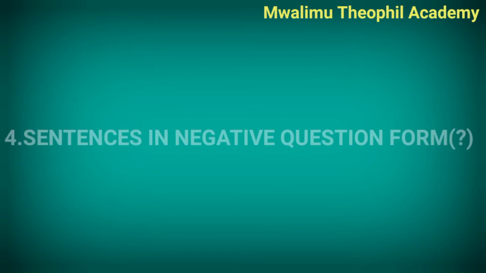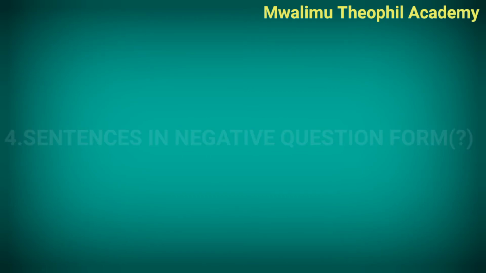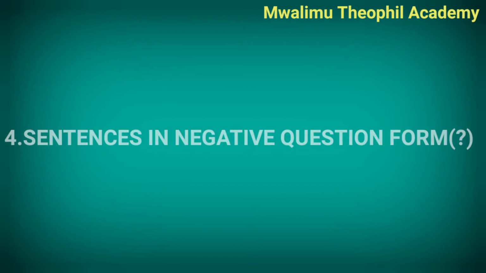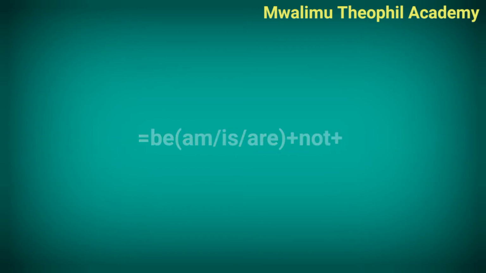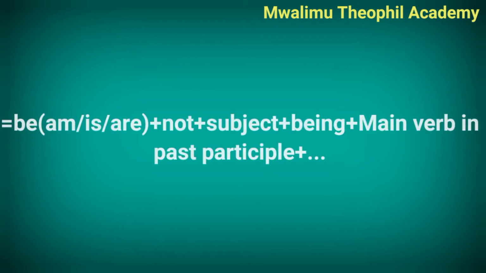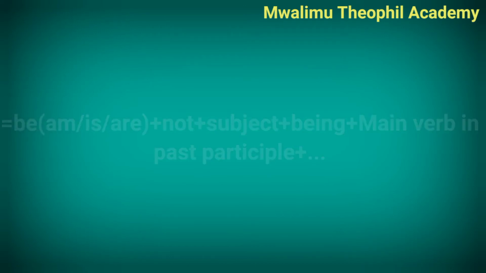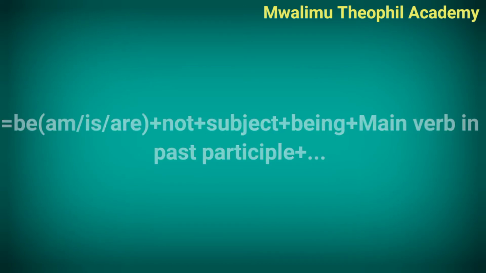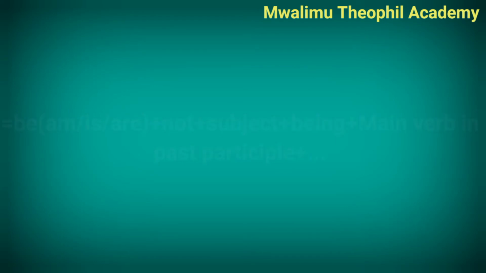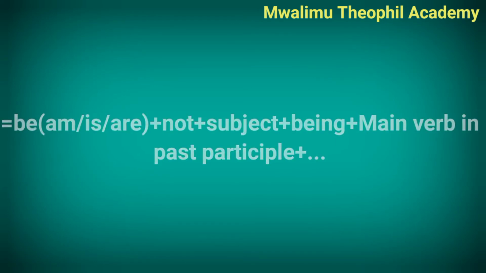Now, the last form of sentence is the negative question form. In these sentences, the passive voices are written in such a way that we start with the verb to be. It can be am, is, or are. And this is followed by the word not. After the word not, we add the subject. After the subject, the word being follows, and then we finish with the verb in past participle.